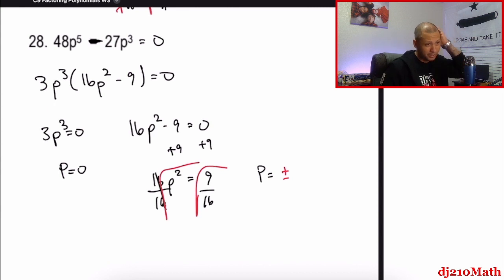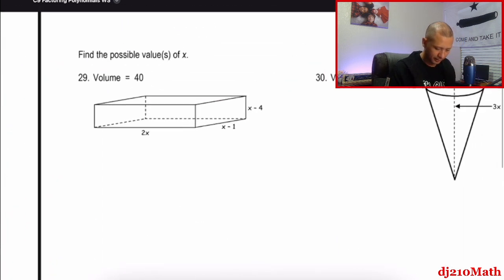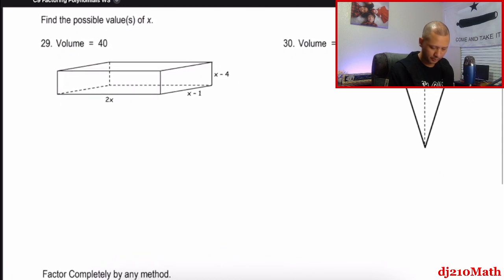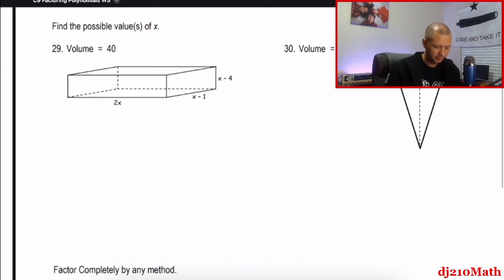Okay, square root of the top, square root of the bottom. Square root of 9 is 3. Square root of 16 is 4. So our three answers are 0, positive 3/4, and negative 3/4. Okay, a little bit more fun problems here.